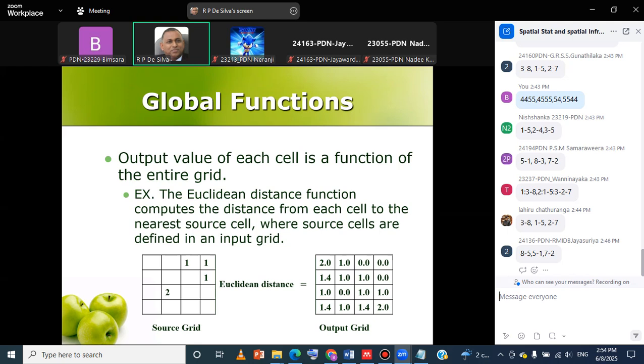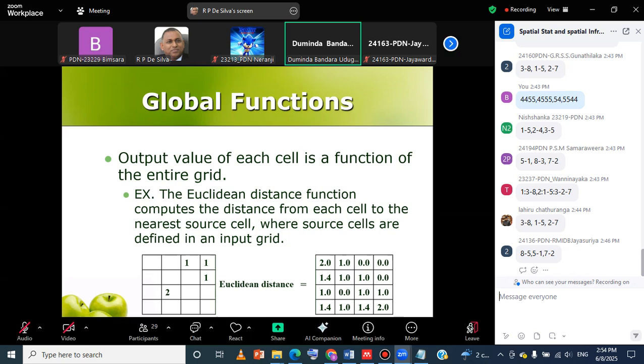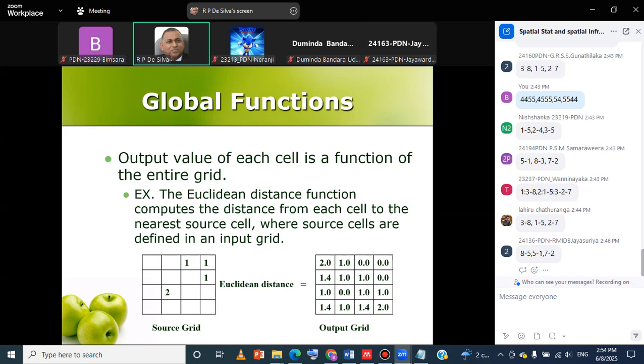It is the aerial distance. What is the other distance we learned? We learned some other distances. Manhattan distance. Very good. So now here we are looking at Euclidean distance. Now how do you get this output grid?